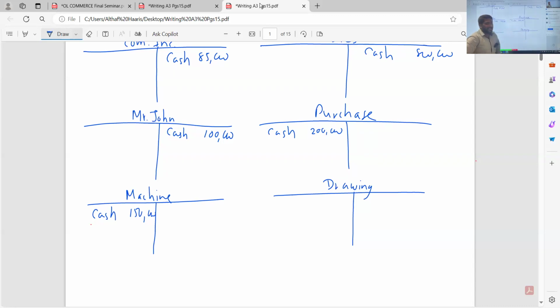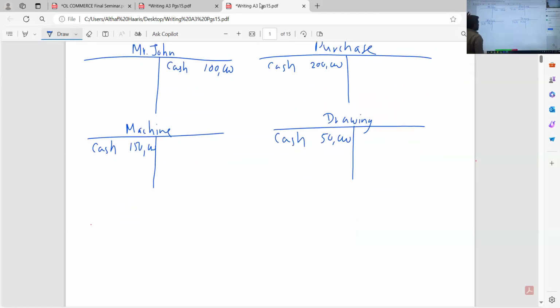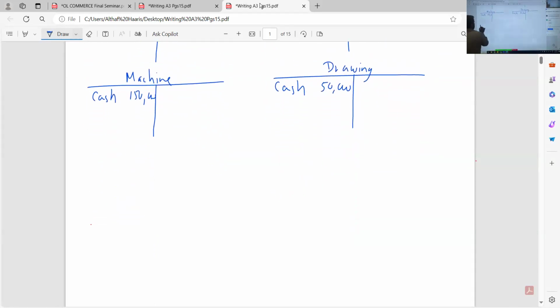Drawings is not an expense. Drawings is reduction of equity. Reduction of equity is debit. So here credit 50,000. Why here debit 50,000? Because drawings is reduction of equity. Don't forget the basics, people. Cash. And the next one.